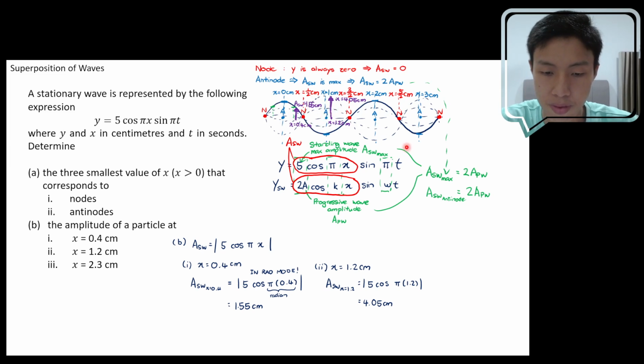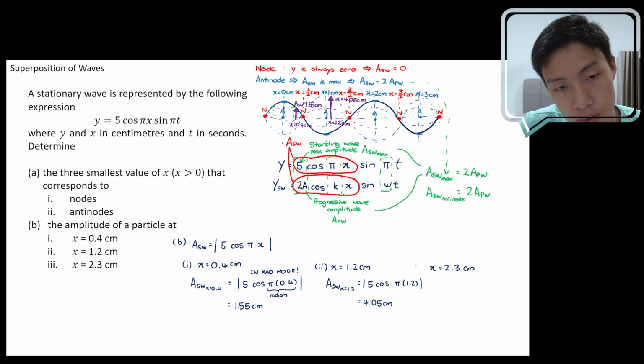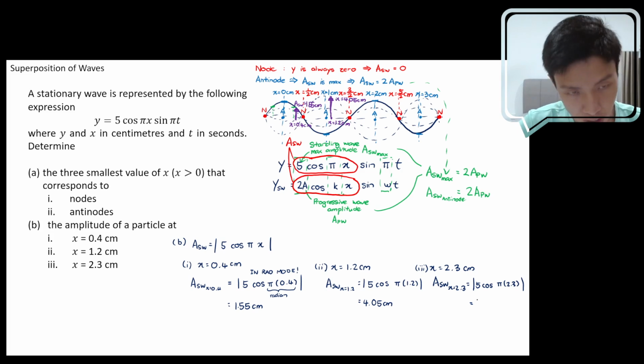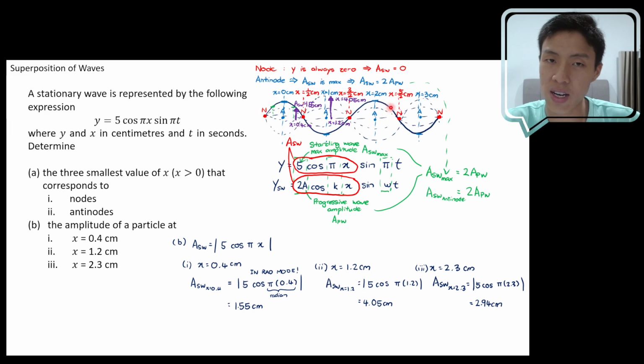Okay, next, last question, x equals 2.3 cm. This is question number 3. Your amplitude of the standing wave when x equals 2.3 is the modulus of 5 cos pi times 2.3. Again, substitute in using radian mode, and you are able to find it to be 2.94 cm. Just a simple illustration: 2.3 is in between 2 and 2.5, around here. So if you go look for its amplitude over here, you'll find that it's 2.94. I'm not going to sketch it here, I think you get the idea.